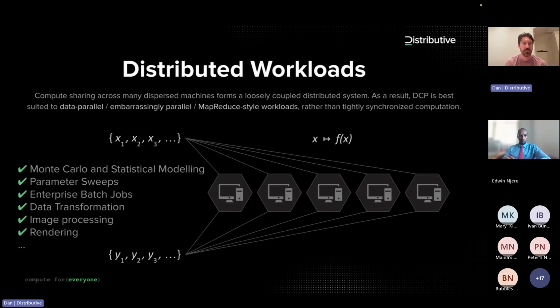Enterprise batch jobs. Examples would include optical character recognition, turning scanned documents into digital searchable text. Another enterprise batch job would be applying small LLMs to that digital text to then structure the data. Another one would be machine vision, or what have you. Data transformation, image processing, rendering, there's a whole bunch of distributable workloads.